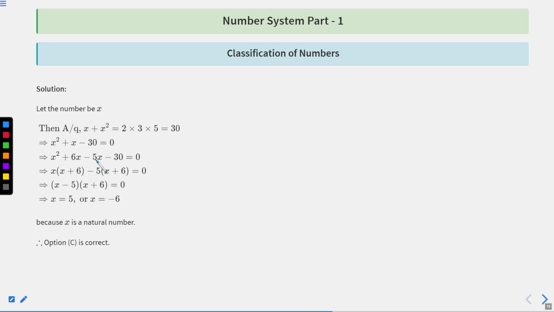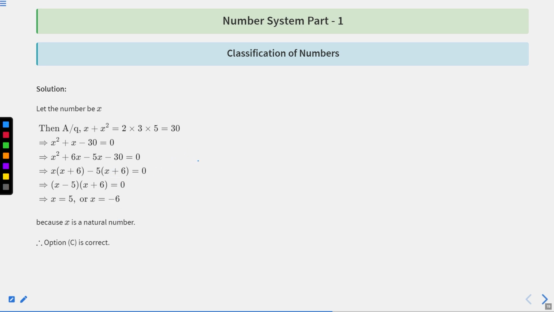Let us try. x square plus 6x minus 5x minus 30 is equal to 0. Then we have x times (x plus 6) minus 5 times (x plus 6) equal to 0. Taking common, it will be (x minus 5)(x plus 6) equal to 0. Therefore, x equal to 5 or x equal to minus 6 is the final solution.